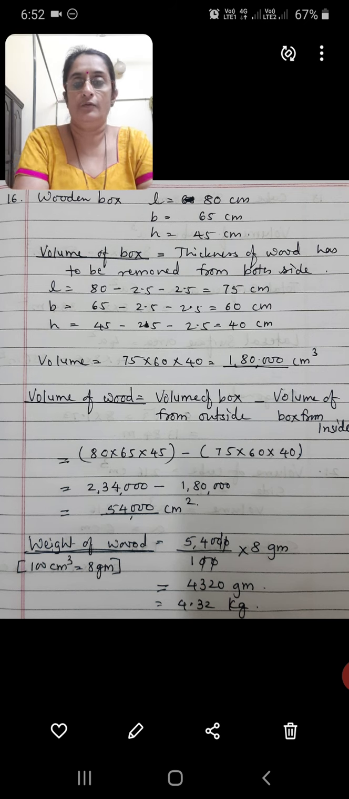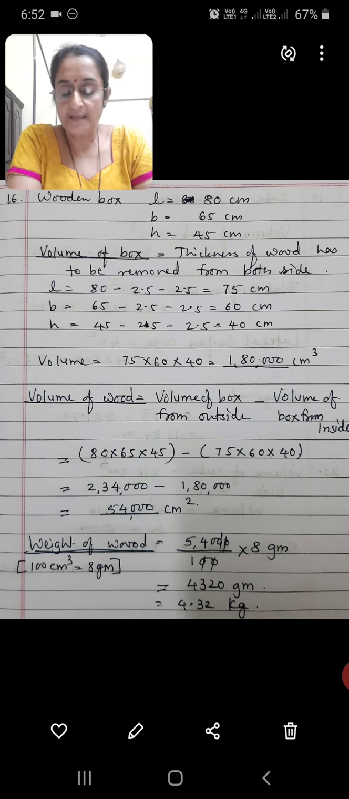Now let us solve the first question in that. The capacity of the box is asked. So capacity is volume. So we have to find the volume of the box first. Fine.